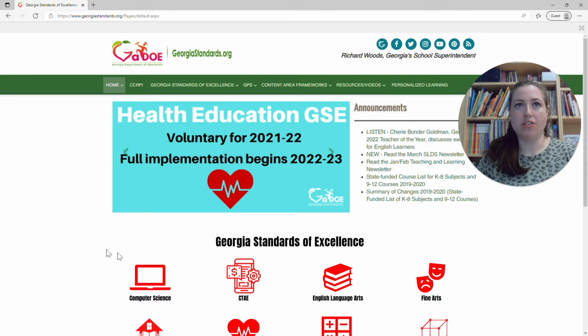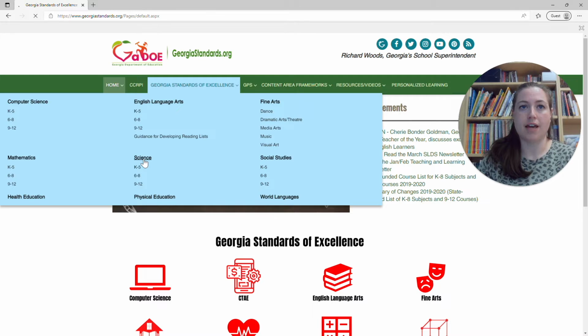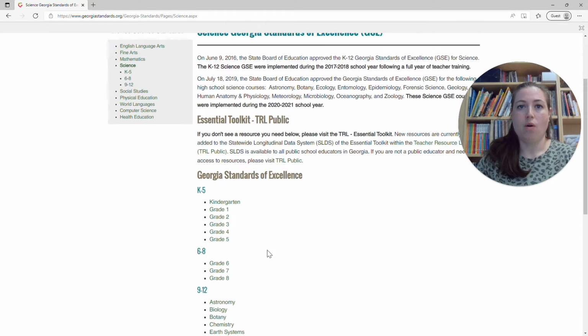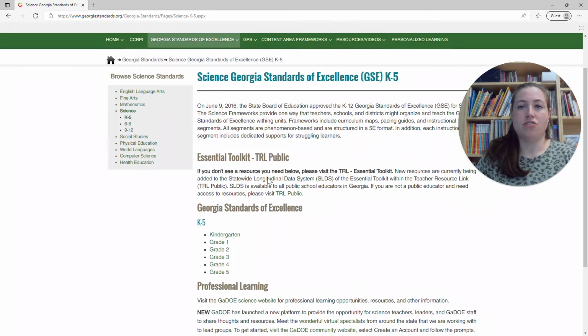So once again, I want to start on the georgiastandards.org website, and I want to point out something that's a little different about the science standards. Whether you click on the science subtitle itself or the grade level band, what I have found is that there's no one document that lists all the standards for all the grade levels in one single place where you can do that Control F function and find a specific skill or concept that is listed in the standards.